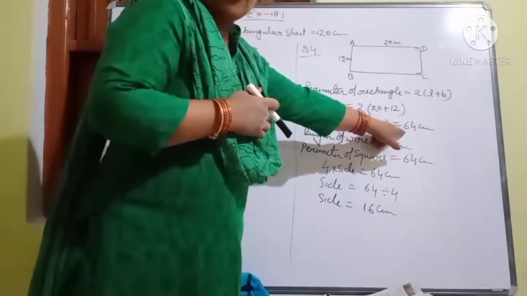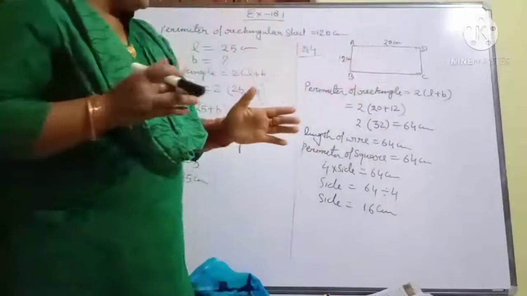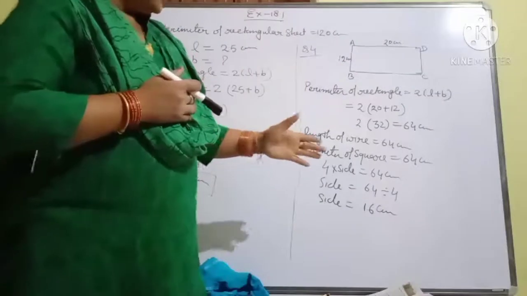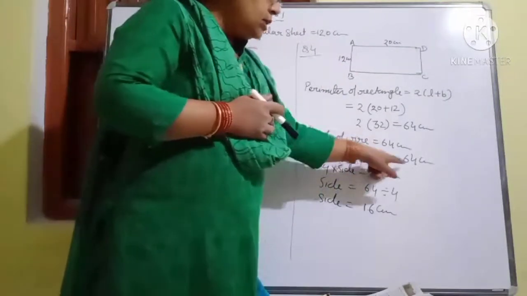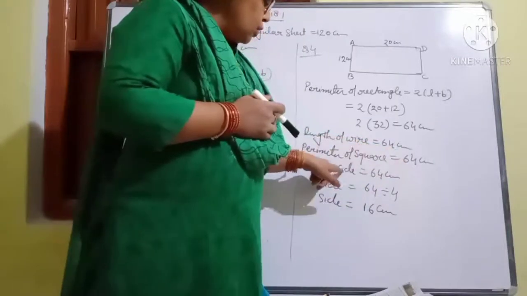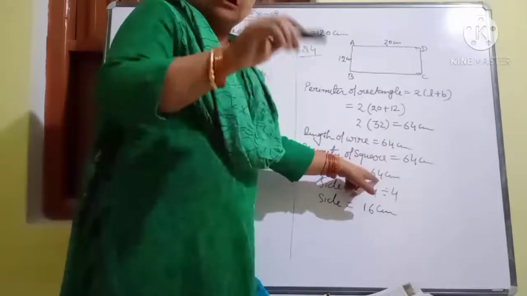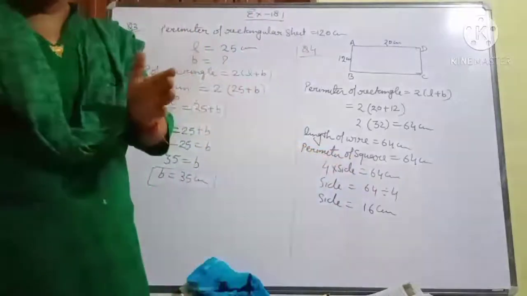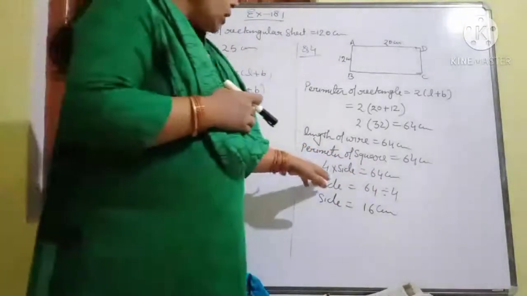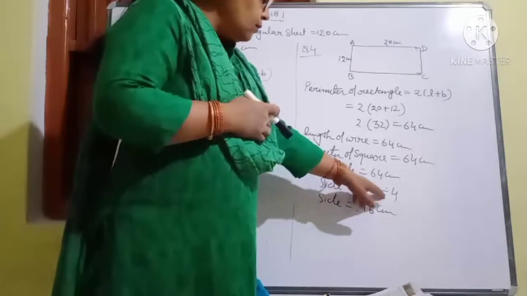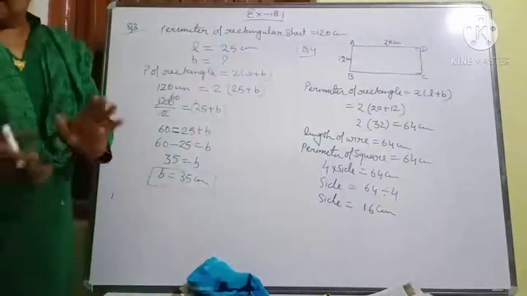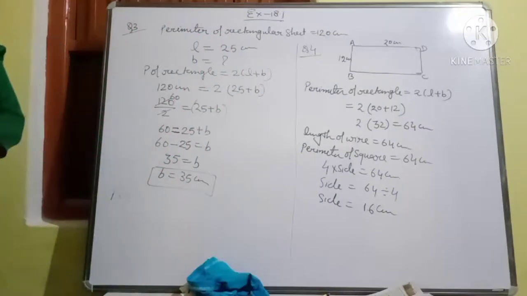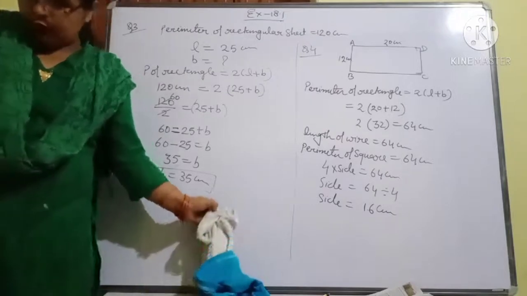wire is 64 centimeter. Now this 64 centimeter is converted or reshaped in the form of a square. It means the perimeter of the square will be 64 centimeter. So 4 into side is equal to 64 centimeter, and we have to find the length of the square. So the length of the square, meaning the side of the square, will be 64 divided by 4, that is 16 centimeter. So in this way we have completed questions up to number 4.